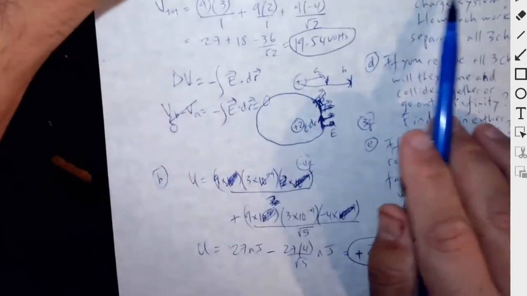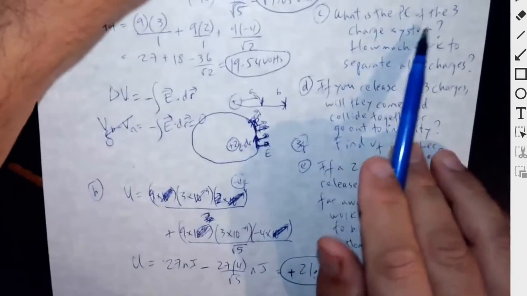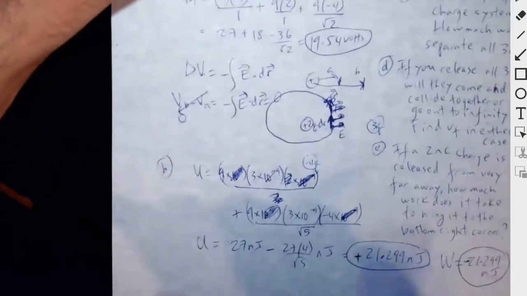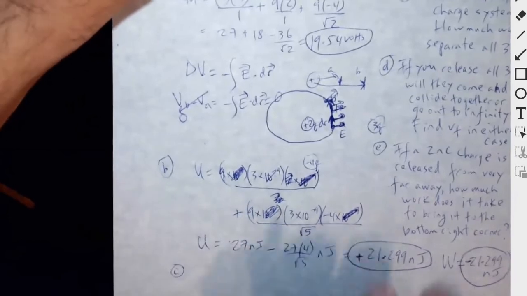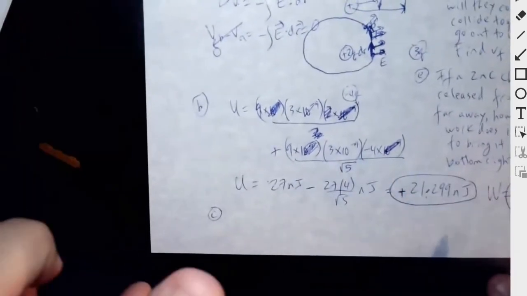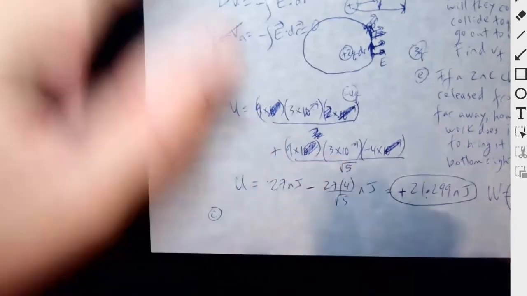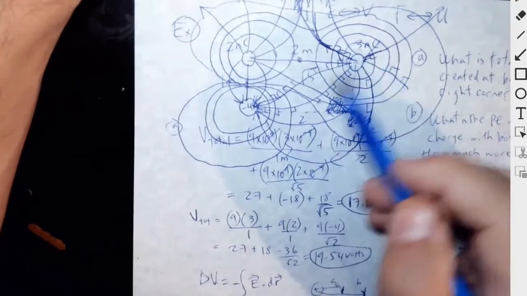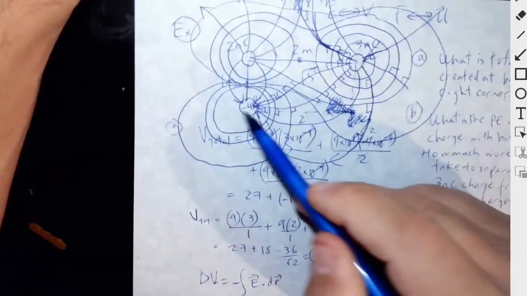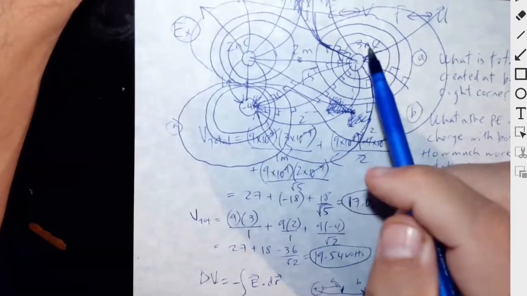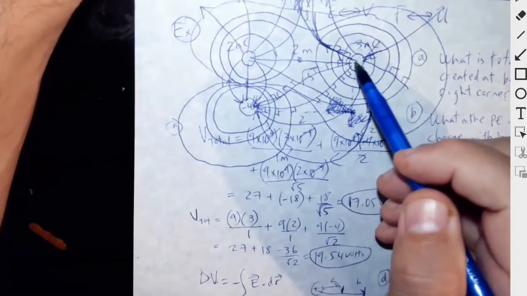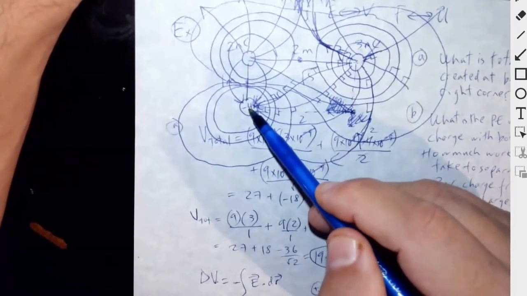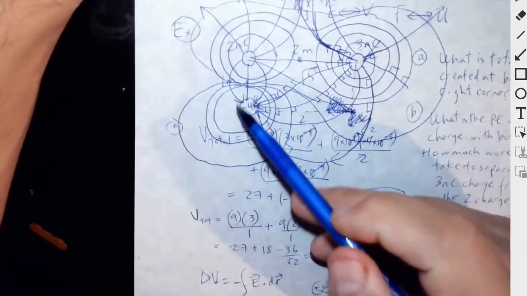Now, question C. What is the potential energy of the 3-charge system and how much work is required to separate all 3 charges? So how do we answer that? Well, we already know the energy that the 3 has with this one and with this one. How about what other energies are there here? So all I need to do is add one more energy to this. These two have energy together. And then I'll know the energy of the 3-charge system, you see.